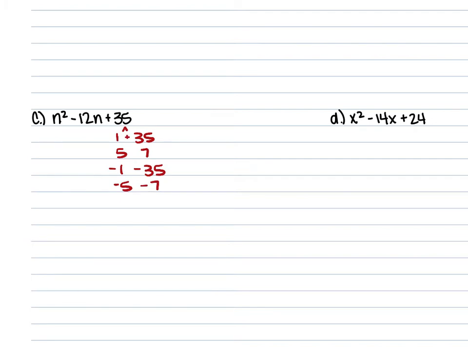So you have all of these factors. We're going to combine. So 1 plus 35 is 36. 5 plus 7 is 12. Negative 1 minus 35 is negative 36. And negative 5 minus 7 is negative 12. We want to look for the negative 12. We have the negative 5 and the negative 7 that give us negative 12. So this is factoring out to be n minus 5 times n minus 7.